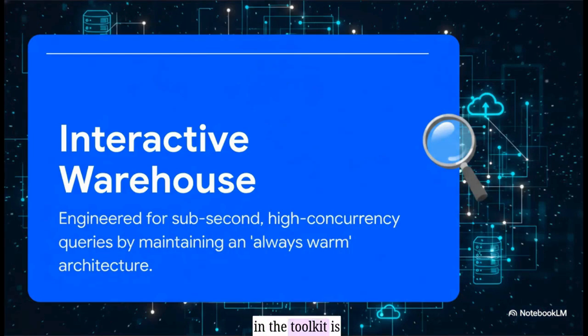The newest engine in the toolkit is the interactive warehouse. It's specifically engineered to solve that cold start problem we talked about, but for workloads that absolutely demand sub-second latency. Think live, customer-facing dashboards or embedded analytics APIs. Its core principle is an always-warm architecture, which, by design, just eliminates that resume latency completely.